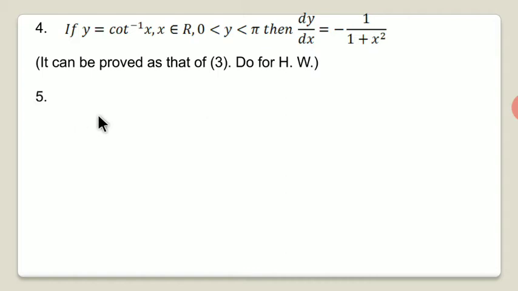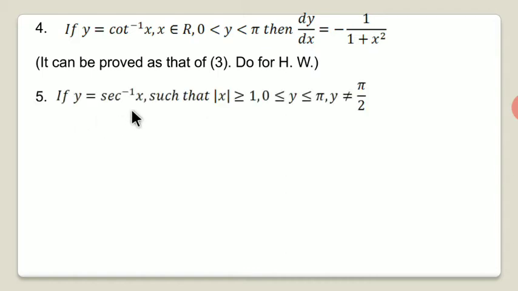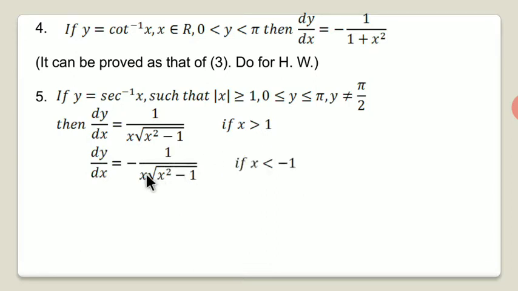Now see the fifth. If y is equal to sec inverse x such that mod x is greater than or equal to 1, 0 less than or equal to y less than or equal to pi, but here y is not equal to pi by 2, because when y is pi by 2, we can't define the function. And so here in the proof, we have to prove dy by dx is 1 upon x into square root of x square minus 1 if x is greater than 1, and it is equal to minus 1 upon x into square root of x square minus 1 if x is less than minus 1.